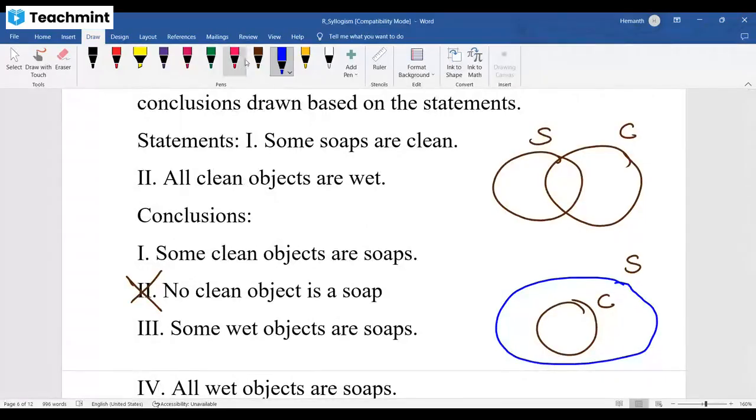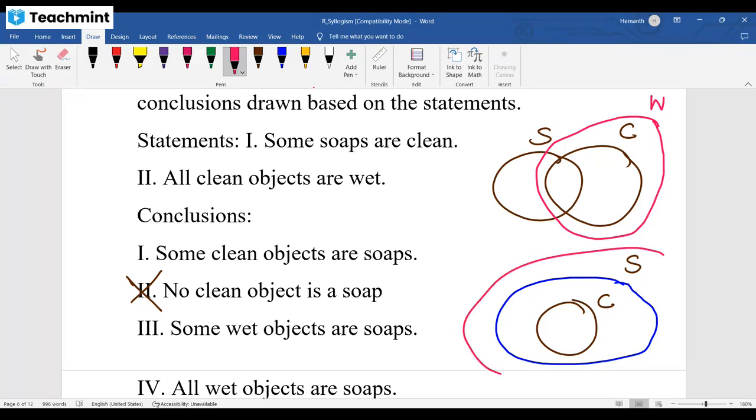All clean objects are wet. Okay. Now, is the first conclusion true in the above one? Some clean objects are soaps. Is it true? Here, in the second diagram, all clean are soap. Whenever all is there, is conclusion 1 true or false in the second diagram?